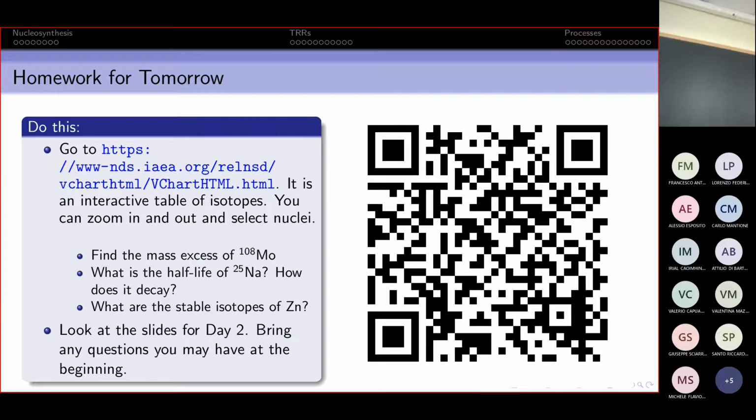Try to find out the mass excess of molybdenum 108. Try to find out the half-life of sodium 25, for example. Tell me what the stable isotopes of zinc are, the ones that we're going to find on Earth. Kind of get used to using it, and of course, you can play with it. And then, if you have time, take a look at the slides for day two. If we get to them, bring some questions with you.